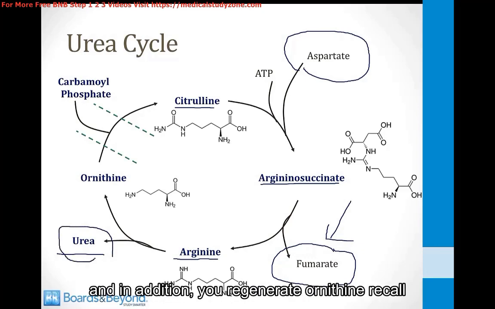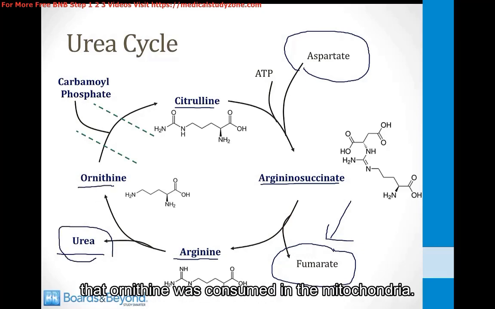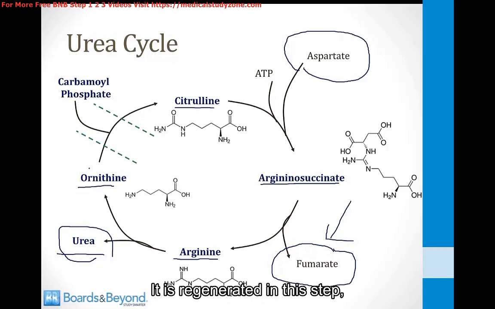From arginine, you can synthesize urea, and in addition, you regenerate ornithine. Recall that ornithine was consumed in the mitochondria. It is regenerated in this step, and it can cross back into the mitochondria to participate in the urea cycle again.